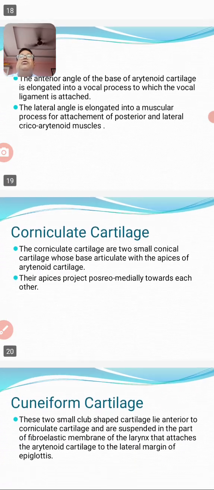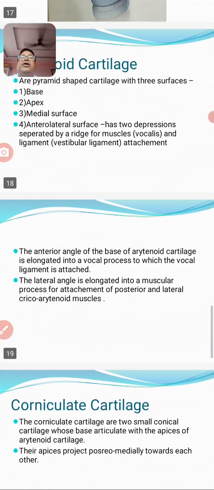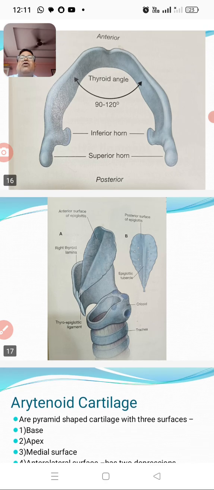Now the next is the corniculate cartilage. What is the corniculate cartilage? They are two small, cone-shaped cartilages whose base articulates with the apex of the arytenoid cartilage, and their apices project posteromedially towards each other. That is the corniculate cartilage.